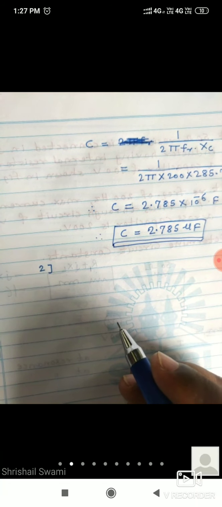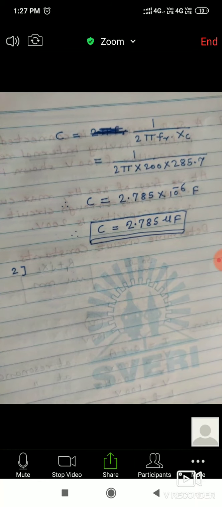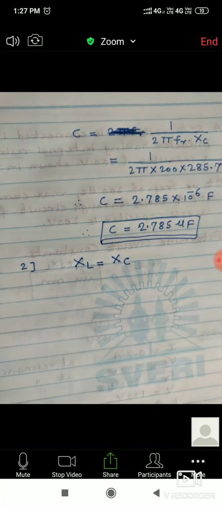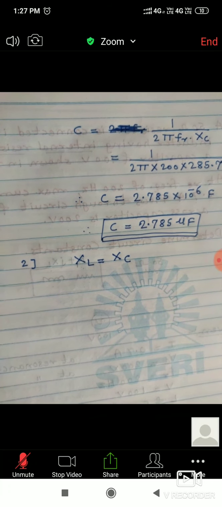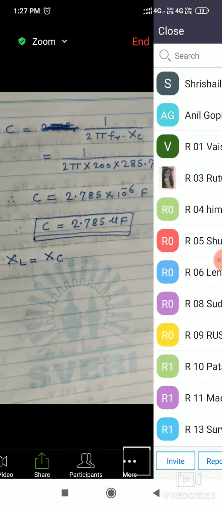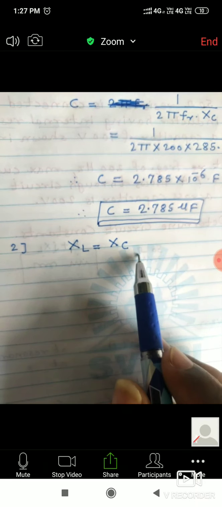So how to find out value of L? Value of L you have to find out now. Second point. त्यासाठी तुम्हाला रेझोनंट फ्रिक्वेन्सीचा फॉर्म्युला यूज करता येईल. Okay, that also you can use, or you can use this one. XL is equal to XC. Okay, so here XL is equal to XC. बरोबर आहे.